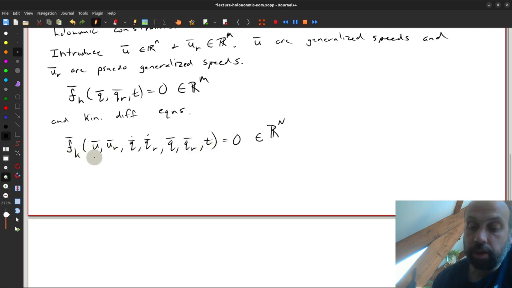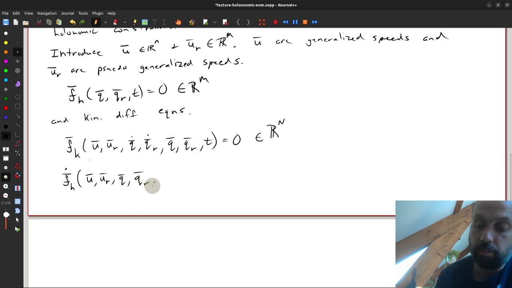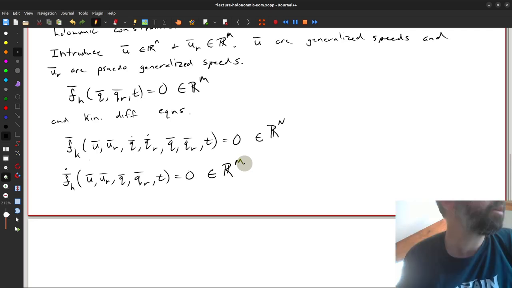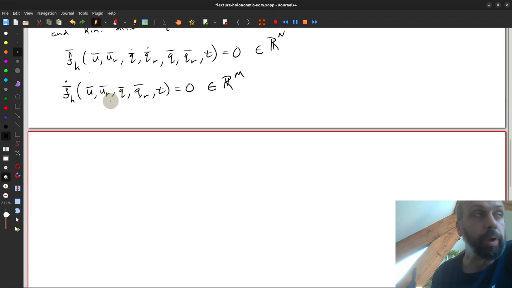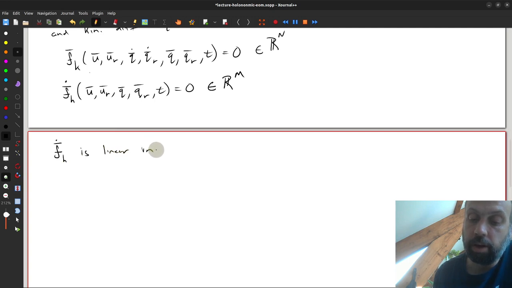And with these generalized kinematical differential equations, I can then time differentiate this holonomic constraint. So I'll get f dot of h, as we did before. But this time, I can write it all in terms of these generalized and pseudo-generalized speeds. And then this will be m equations there. But just like in the non-holonomic systems, I can solve for these dependent speeds, right? So by nature, by taking these time derivatives and how the chain rule works, this f h dot is linear in these dependent generalized speeds. So we can solve for them.